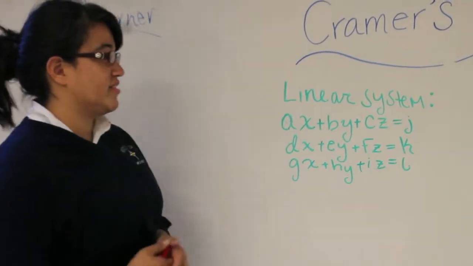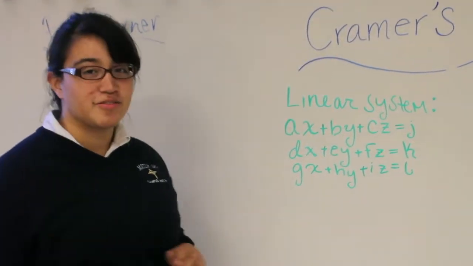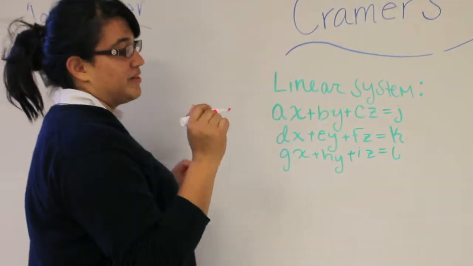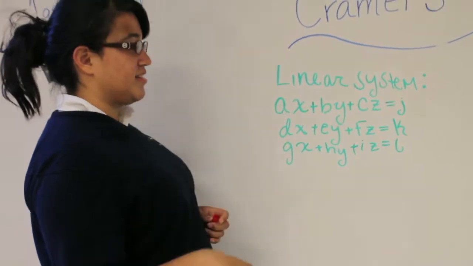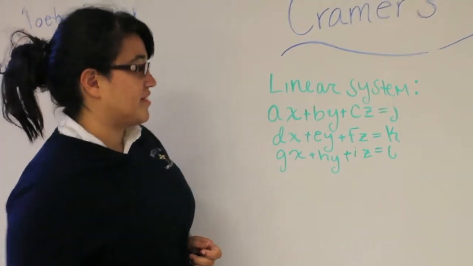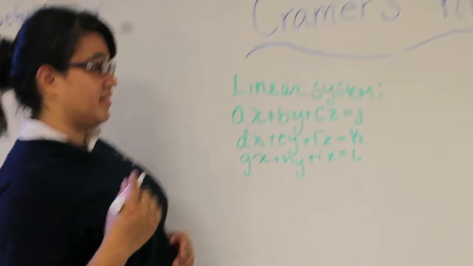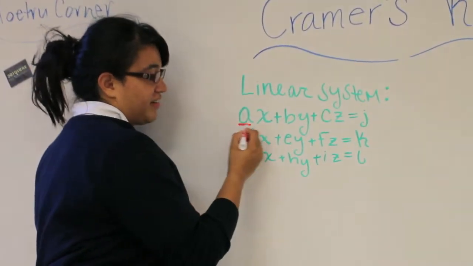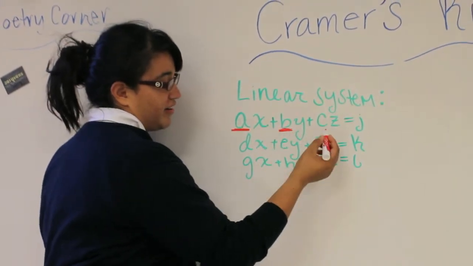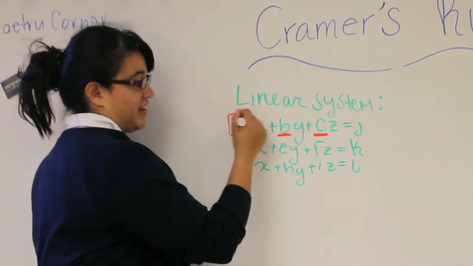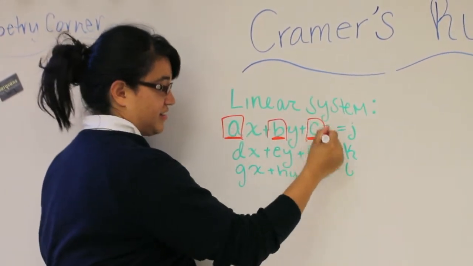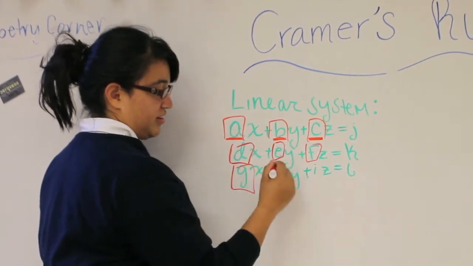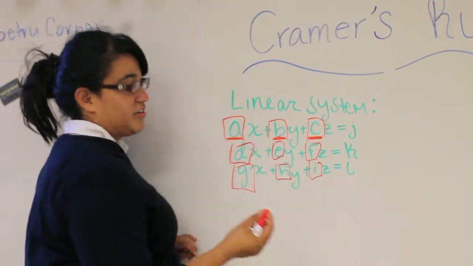So we're going to use this linear system problem to show how you do Cramer's rule for a 3x3. So here we have ax plus by plus cz equals j, dx plus ey plus fz equals k, gx plus hy plus iz equals l. So what we're going to do here is take every letter before the main variable, which here is a, b, c, d, e, f, g, h, and i, and turn this into a matrix.